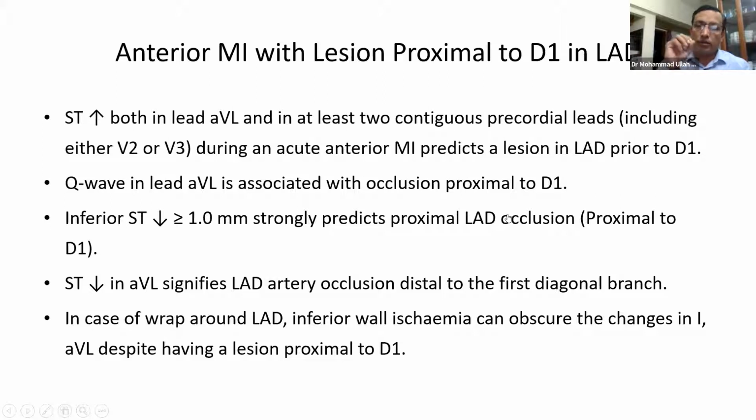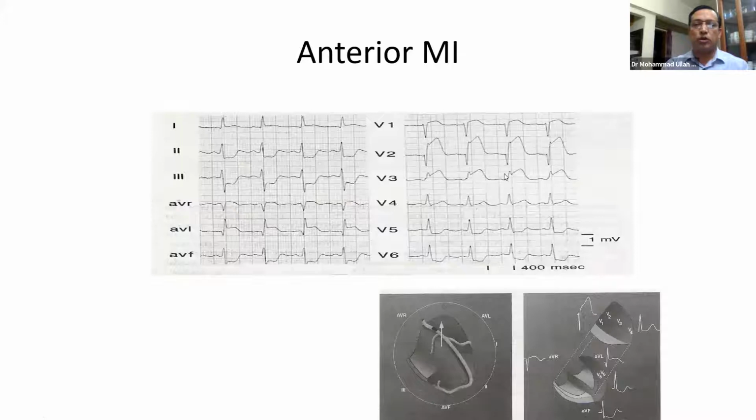Not only that, in case of a lesion proximal to diagonal one, there is ST depression in the inferior leads. So if a patient with anterior MI has ST depression in the inferior leads, that indicates that the patient has got a LAD lesion proximal to the diagonal one, like this one. This patient has got an anterior myocardial infarction. There is ST depression in the inferior leads, and there is ST elevation in aVL and 1. Most likely, this patient has got a lesion proximal to the diagonal 1.